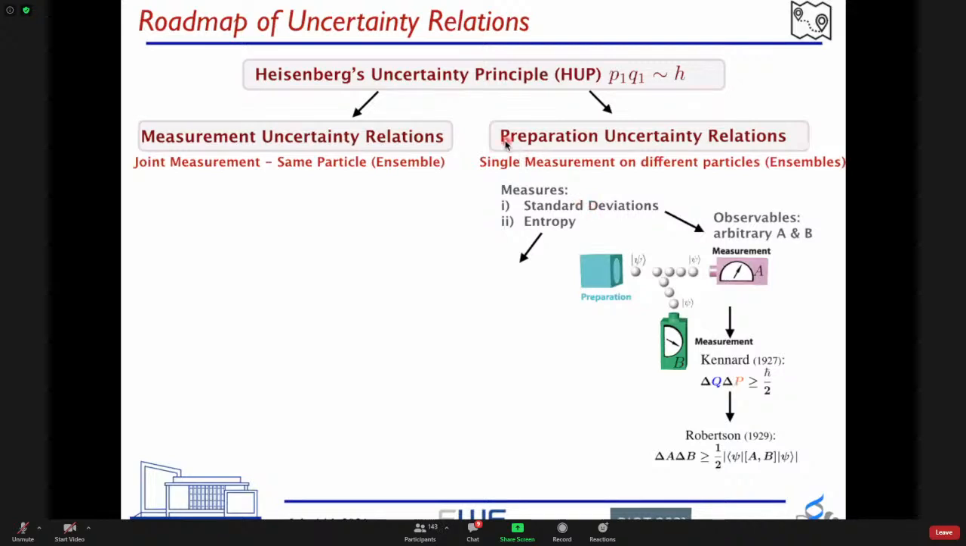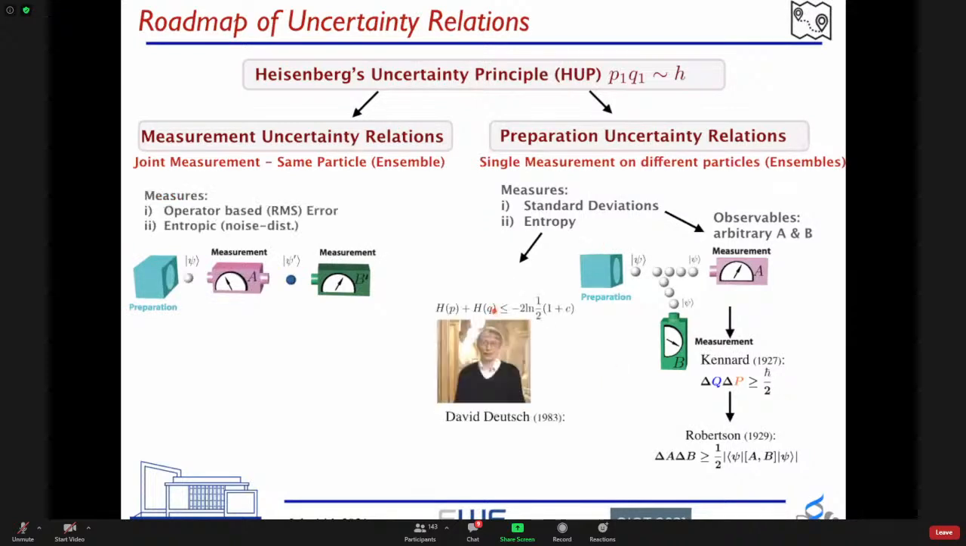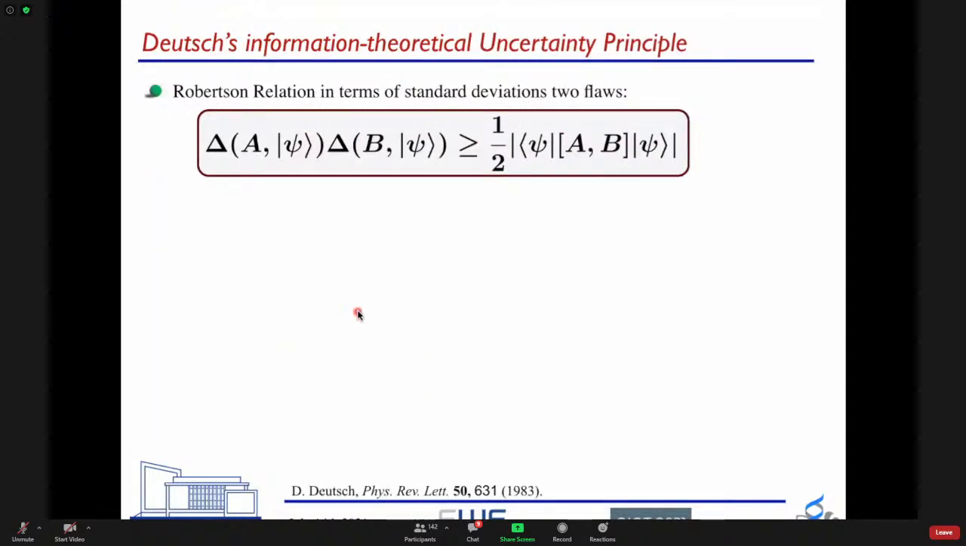If you take a look at our preparation uncertainty relations, we already have standard deviations, but we also have entropy. So in 1983, David Deutsch introduced an entropic version of a preparation uncertainty. And of course, as before, there should also be a corresponding measure for measurement uncertainty relations. So what was the reason to reformulate preparation uncertainties in terms of entropy?